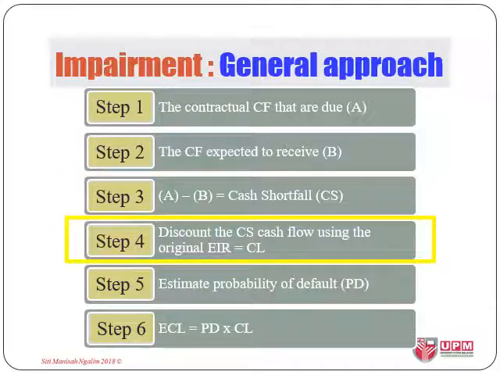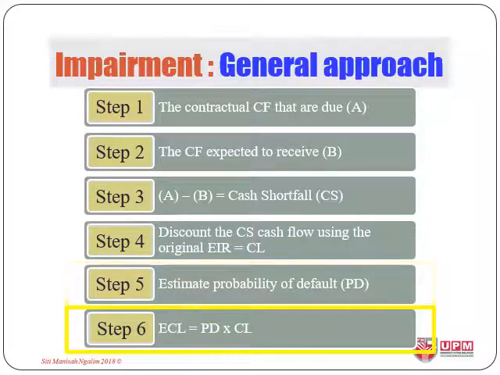Then we need to discount the cash flows, since we are talking about cash received in the future. And we do this using the effective interest rate, which gives us the amount of credit loss. So the credit loss must be discounted to the present time. Then we estimate the probability of default, which requires some judgments and assessments of information related to the assets and issuers of the assets. And finally, as seen earlier, to get to the expected credit loss, we simply need to times the credit loss with the probability of default.